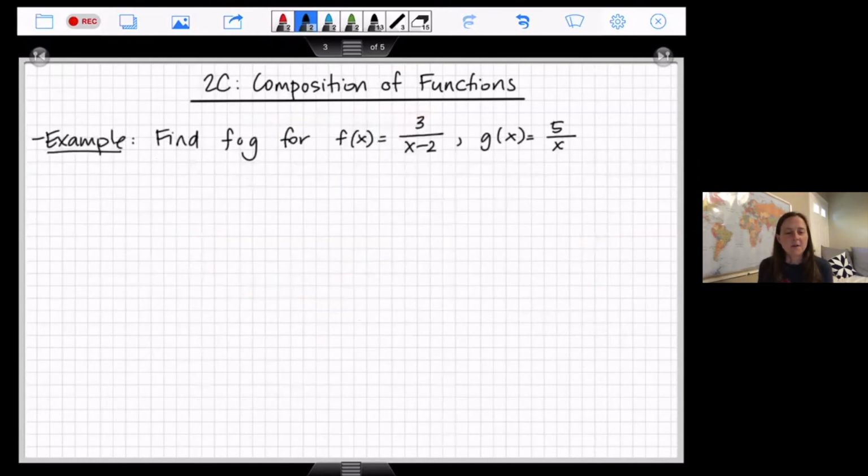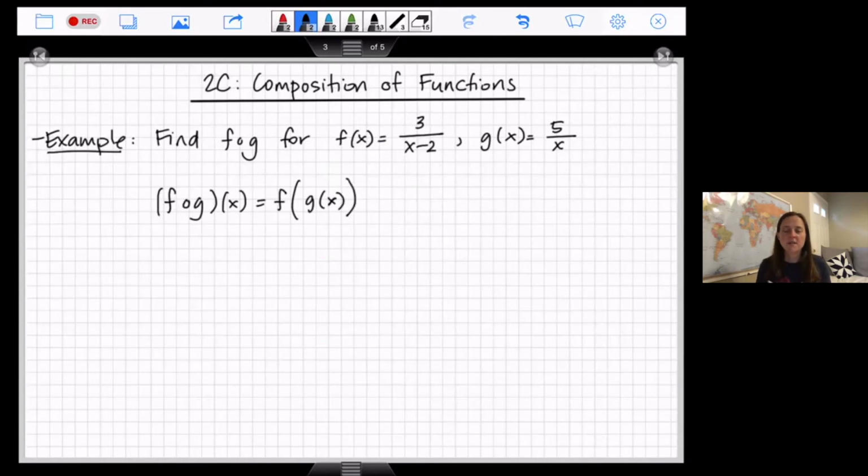All right, so let's find f composed with g for these two functions. F of x is 3 over x minus 2. G of x is 5 over x. Okay, so we're going to write down the definition of f composed with g again. Okay, so this is f as the outside function and g as the inside function.